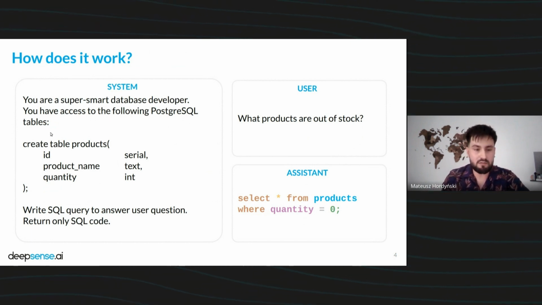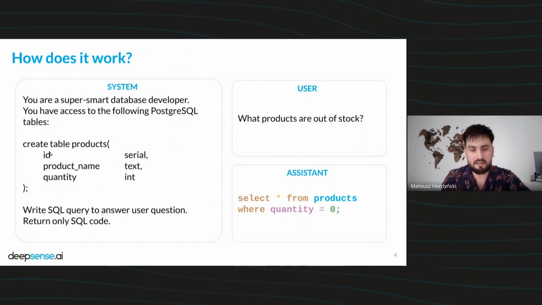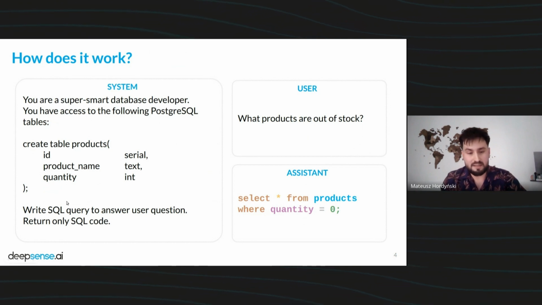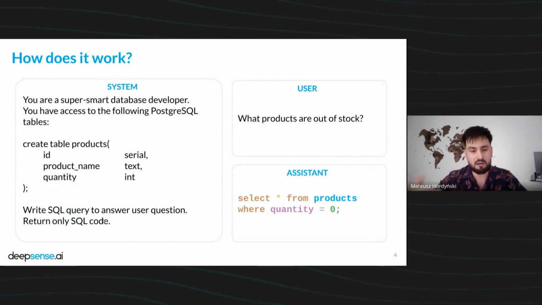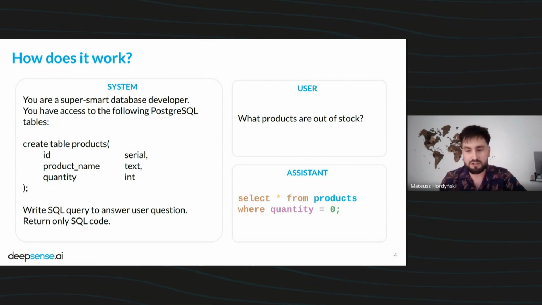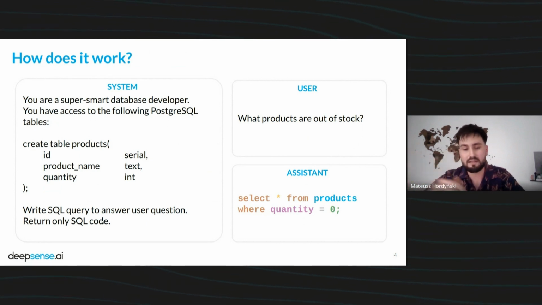After that, we can list the tables that the model should have access to. In our example, we have only one table, products, with 3 columns: ID, product name, and quantity. After that, we instruct the model to write an SQL query to answer the user question, and we say to the model that we want only SQL code. This is important because models tend to add extra comments, like, for example, sure thing, here is your query. That is not something that we really want. It's easier for us to parse the answer without any extra comments.